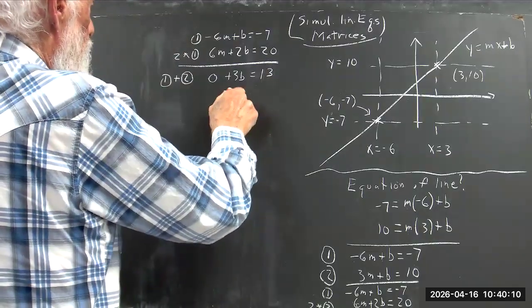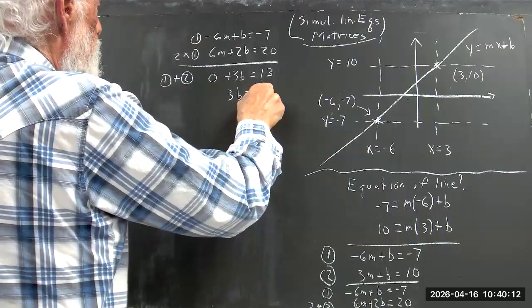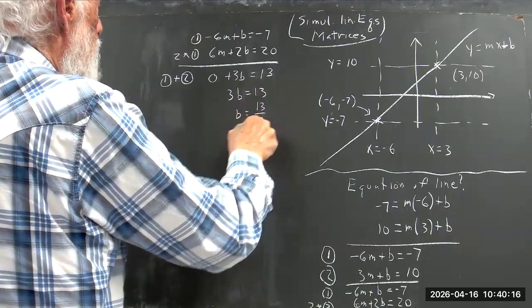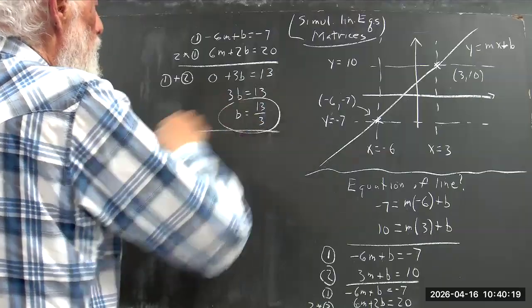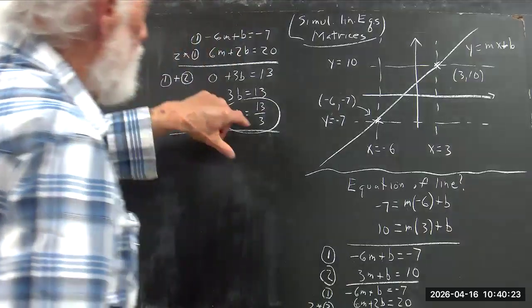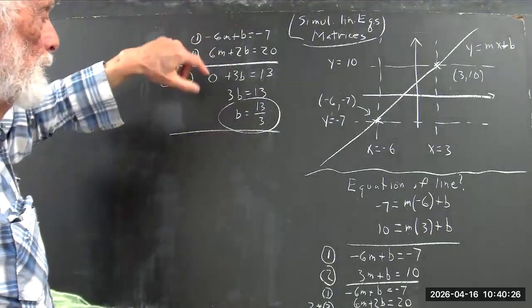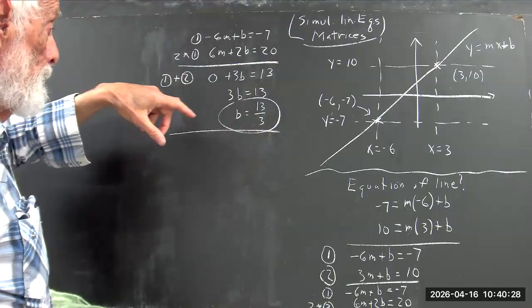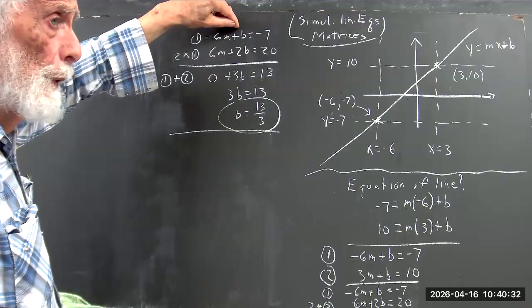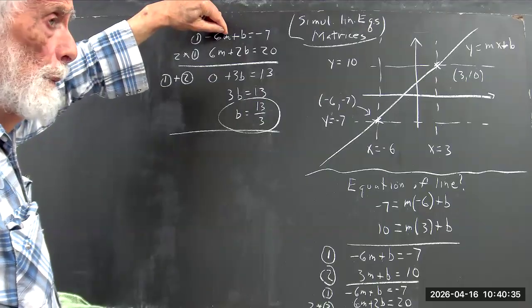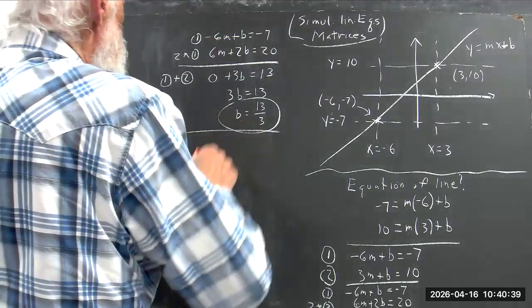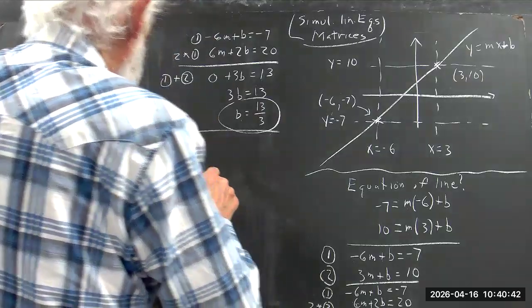So that is simply the equation 3b equals 13. B then equals 13 divided by 3. So I find my value of b. Now I'm going to plug this value of b into one of the first 2 equations, either one. And when I do that, I'll no longer have a b, I'll have a number where the b was. And the only variable I have, or the only unknown, will be m. So I'm going to substitute this into equation 1.